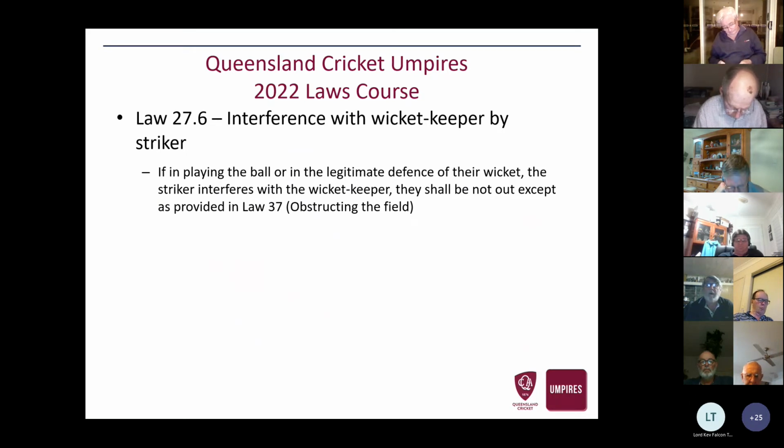In the event that the striker interferes with the wicketkeeper, again, the batter is allowed to play the ball and legitimately defend their wicket. If the striker interferes with the keeper, they will be not out except for under Law 37, obstructing the field, which we will get into next week as well.